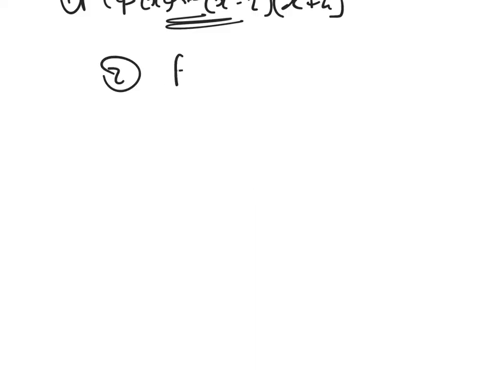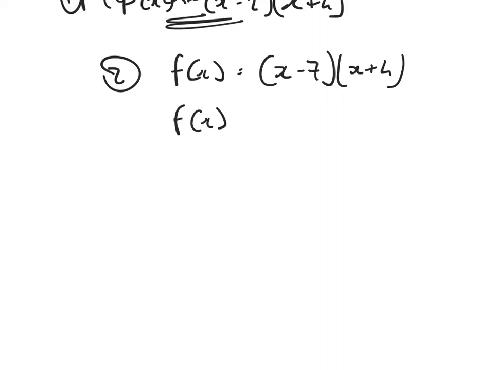Okay, let's try f of x equals (x minus 7)(x plus 4). So again, first of all, prepare to differentiate first. That'll be x squared minus 3x minus 28. Can now differentiate that, and that'll be 2x minus 3.